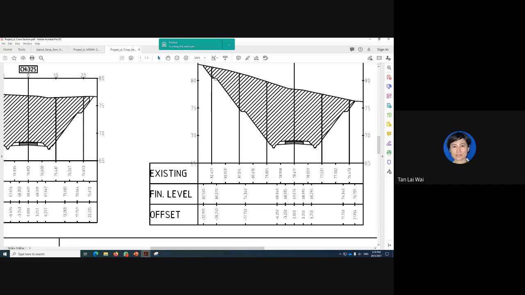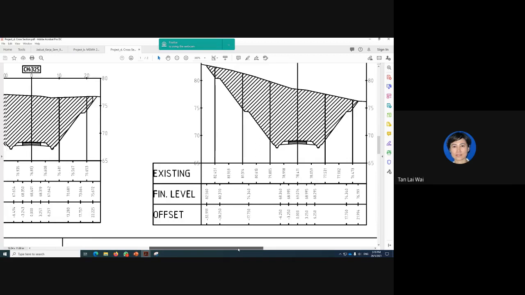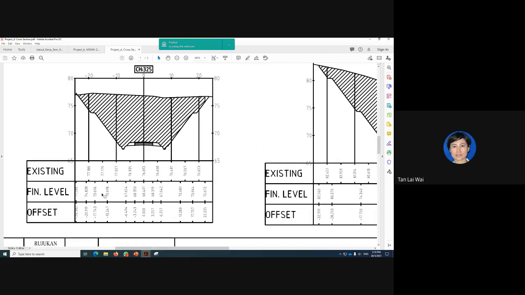This one is another bench drain. This one will connect to that bench drain because this is the first bench drain after the first 6 meter from the road, measured vertically from the road. Then you have 74. So 73, 74, you know the direction of flow is from chainage 350 to 325.